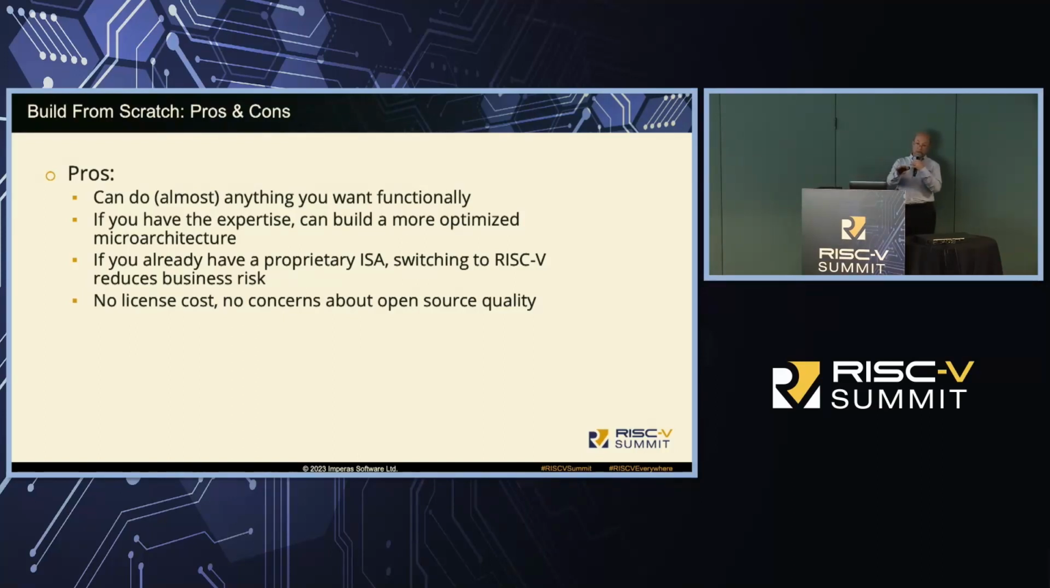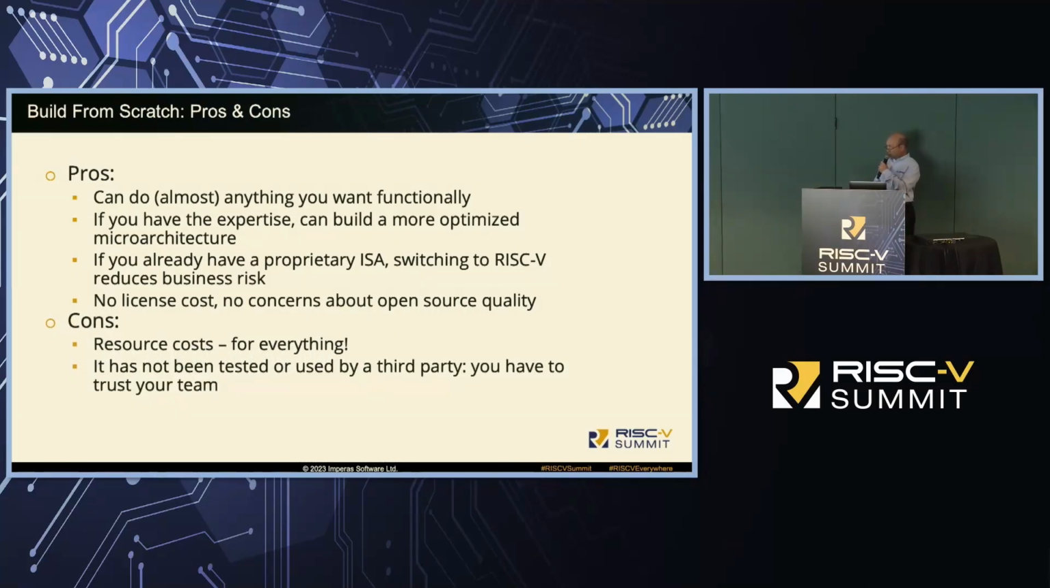And that's what's happening with teams with proprietary architecture. You can look at what NVIDIA did as well. You can look at, I think Seagate is another one. There are a few others that have switched from proprietary architecture to RISC-V. They had the processor expertise in-house. They just wanted to reduce their business risk. So there's no license cost here. There are no concerns about open source quality. But on the con side, you're paying for it in resources.